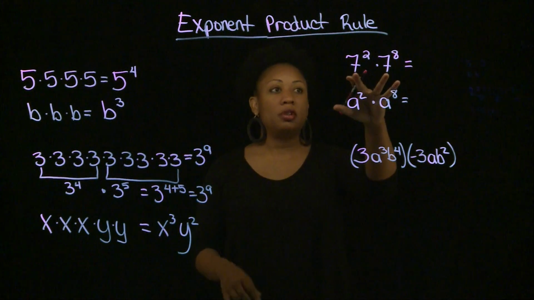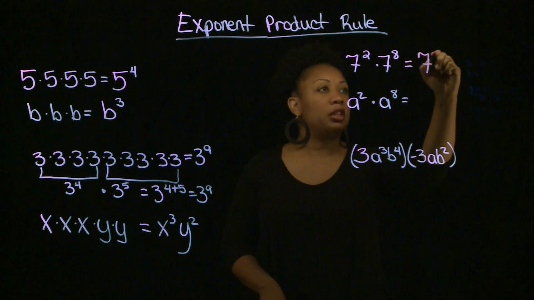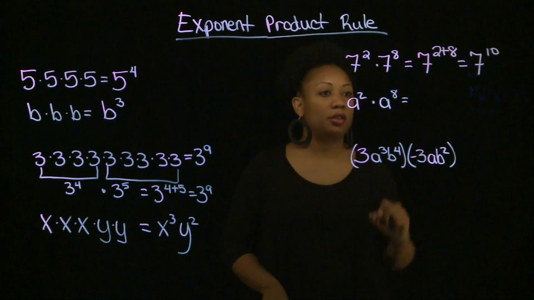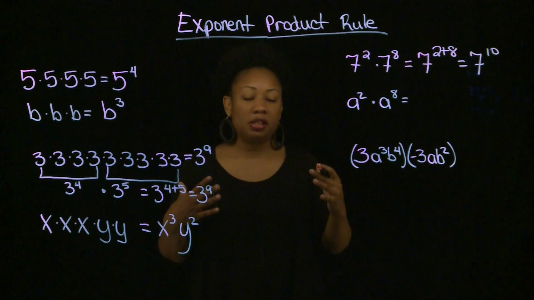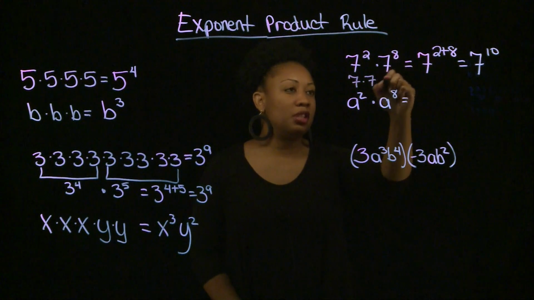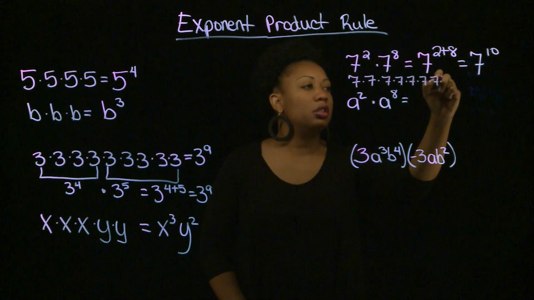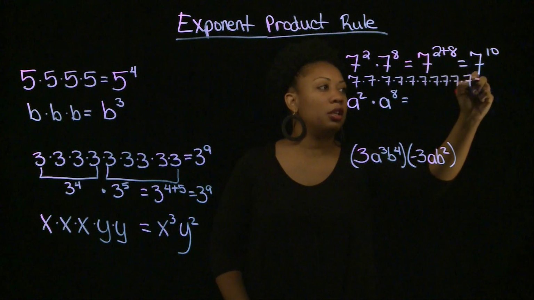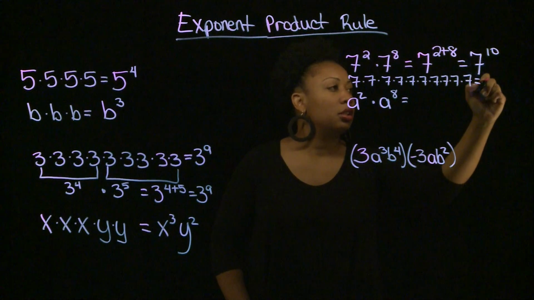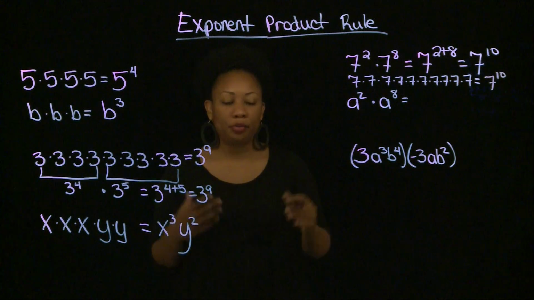But when you remember the rules, first you check to make sure you have the same base. We're multiplying, so our product rule tells us that we can add the exponents. So we have 7 to the 10th. Now, as I said, you can write this out: 7 squared is 7 times 7, and then 7 to the 8th is 1, 2, 3, 4, 5, 6, 7, 8. And then we count 1, 2, 3, 4, 5, 6, 7, 8, 9, 10. So we have 7 to the 10th, using the rule, just writing it out.